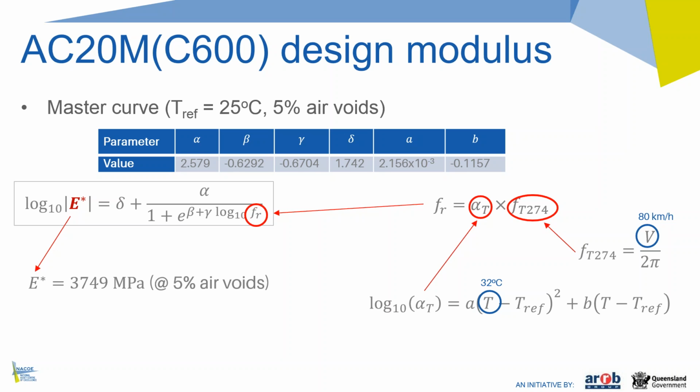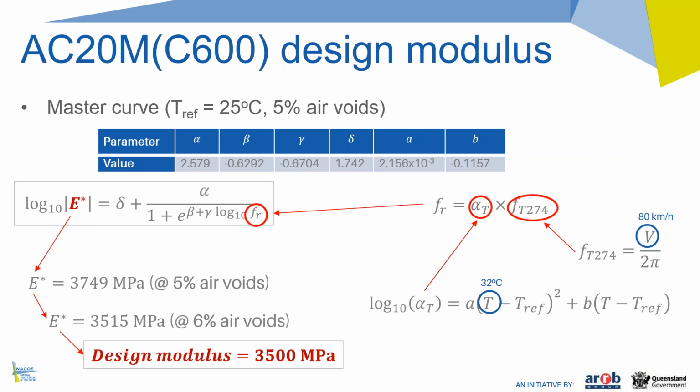I actually think one of the questions that we didn't get to answer yesterday was how you convert from the test air voids to the in-service air voids. In the new procedure, it's exactly the same as what's in the current Austroads pavement design guide. There's a formula in there for converting moduli to different air void levels. In this case, for an AC20, 6% is considered to be the typical in-service air voids for that mix type. So using the formula, which is not shown here, but it is actually shown in the technical note, and also in the Austroads guide, the modulus is 3,515 MPa at 6% air voids.